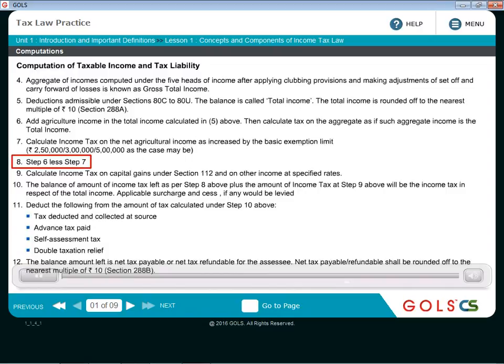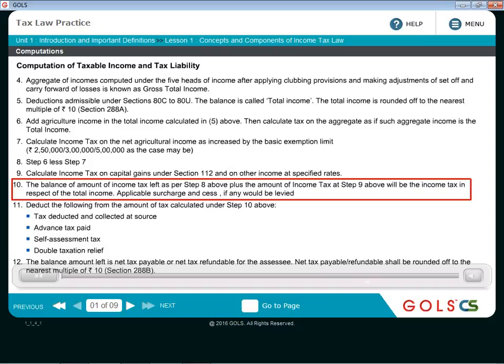The next step is we have to take the difference between the tax calculated as per step 6 and the tax calculated as per step 7. After this, we need to calculate the income tax on the income which is subject to special rates of tax. These calculations will be done separately. Now the balance of income tax left after adjusting the tax on agricultural income and the basic exemption limit, whatever amount of tax is remaining, to this we will add the surcharge and cess, if any.